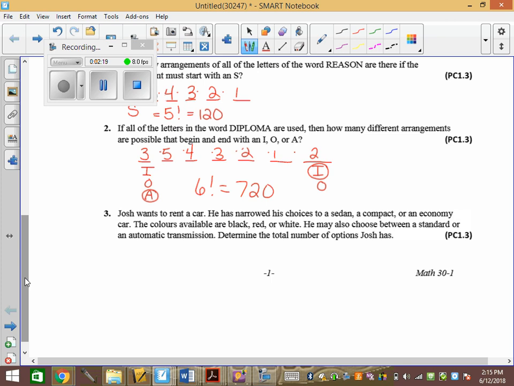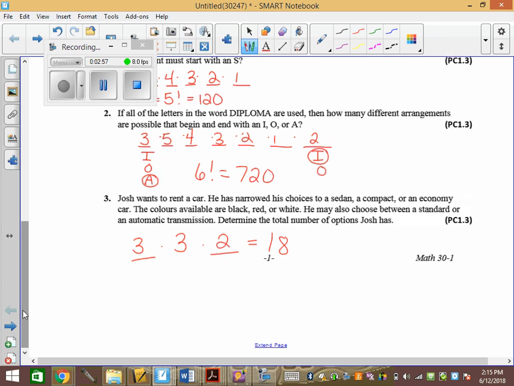Josh wants to rent a car. He narrowed his choices to a sedan, a compact, or an economy car. The colors available are black, red, or white. He may choose between a standard or an automatic. Determine the number of outcomes. Oh, there's 3 in the middle. Okay. So 18.